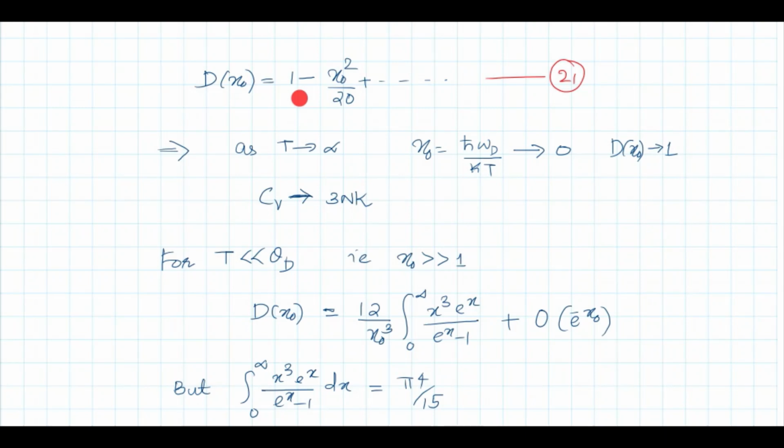Okay, so we have to consider only the first two terms. There will be higher order terms. This is equation number 21.